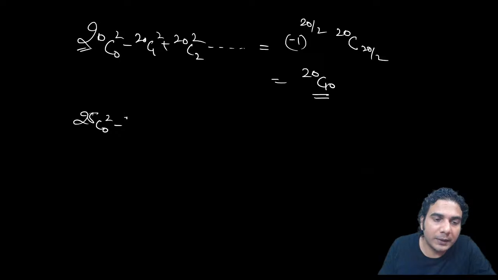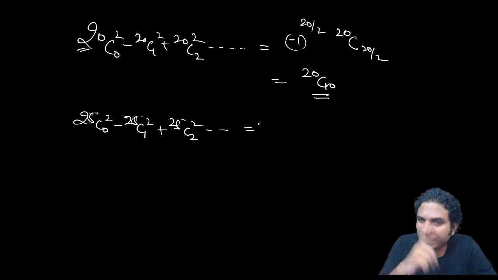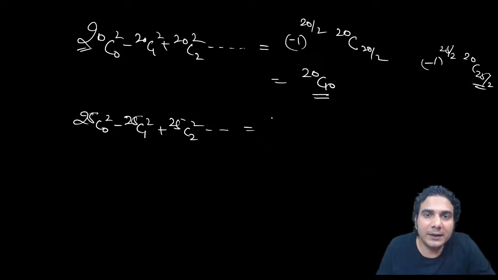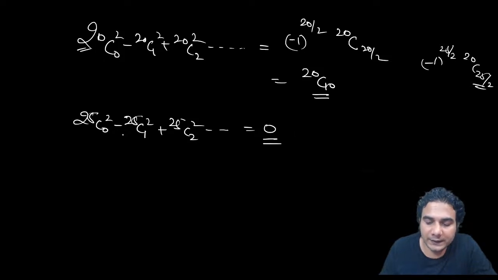All right, 20C10. If I give you this, 25C0 square minus 25C1 square plus 25C2 square and so on. Okay, you again apply that formula. If you apply this formula, minus 1 raised to 25 by 2, 25C(25 by 2), then that does not exist, right? It should be an integer. So by the logic, that means this does not exist. You can write the answer as 0.